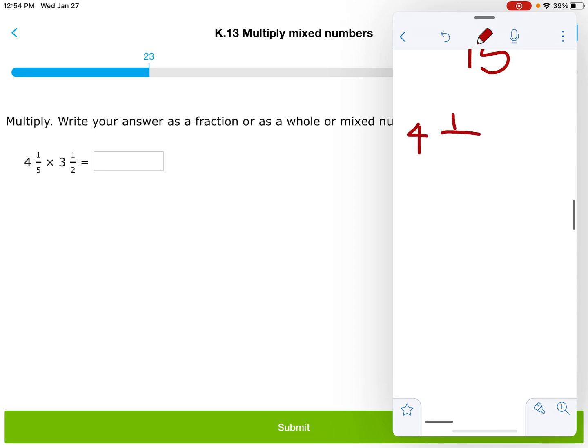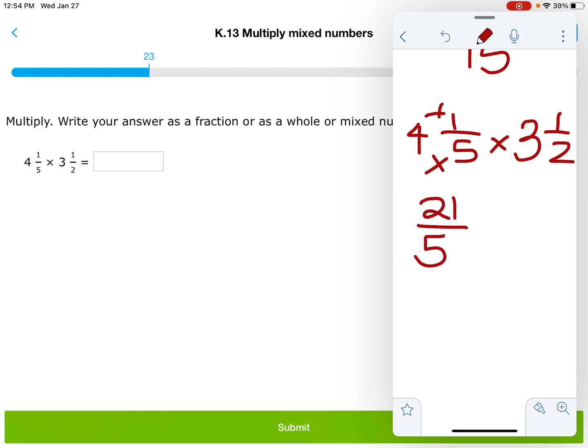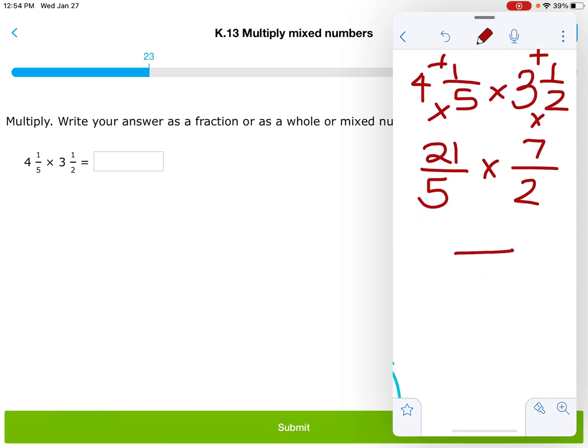Alright, and we'll do one more. 4 1/5 times 3 1/2. Again, we have to convert them to improper fractions first. 4 times 5 is 20, plus 1 gives us 21 over 5. 3 times 2 is 6, plus 1 gives us 7. So we're taking 21 over 5 times 7 over 2.